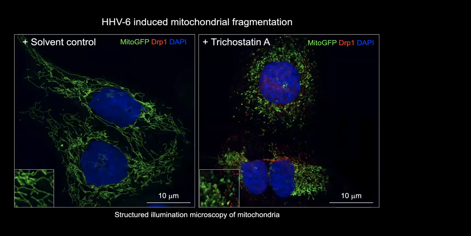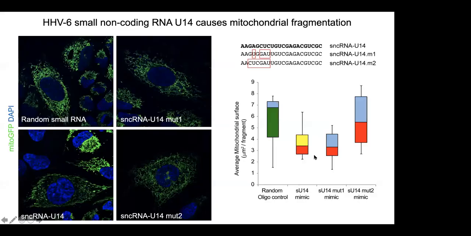Here is another structured illumination microscopy image to give you a clear idea of how the mitochondria really look when the virus reactivates. You can compare the structure of the mitochondria on the left side to the structure on the right side. Now, we know by now that the HHV6-induced mitochondrial fragmentation is caused by a small non-coding RNA. So you don't need any viral factors or proteins to do that. It's a small 23 nucleotide long non-coding RNA which can actually do the job.